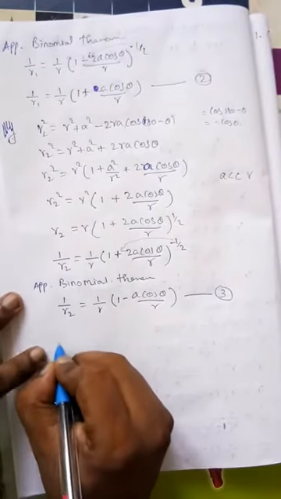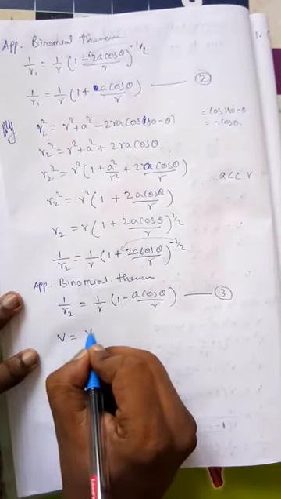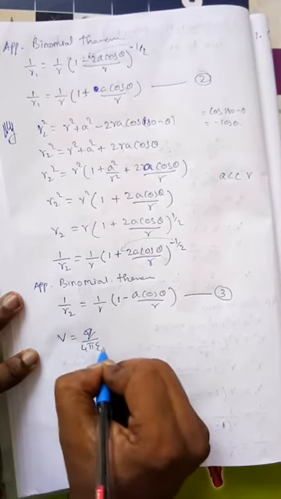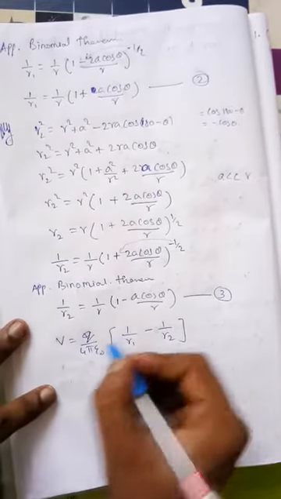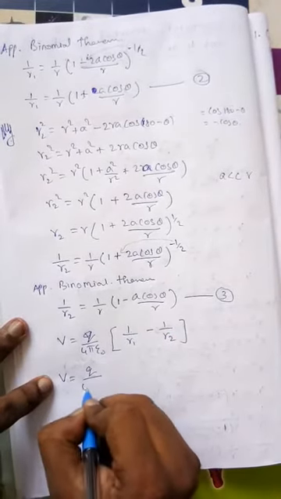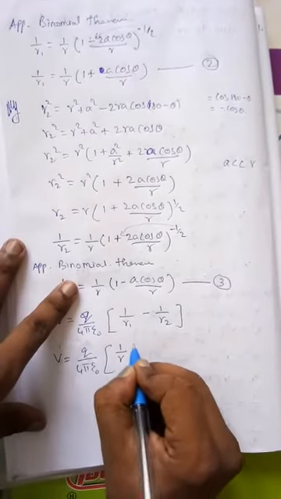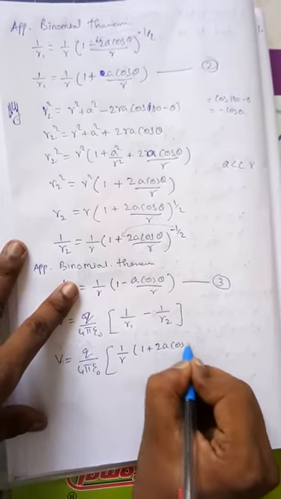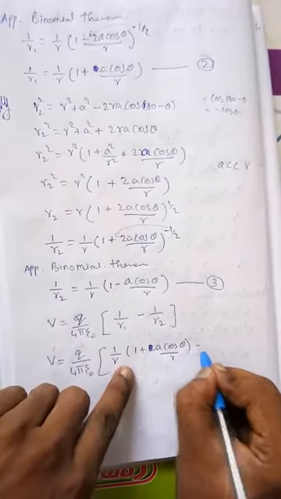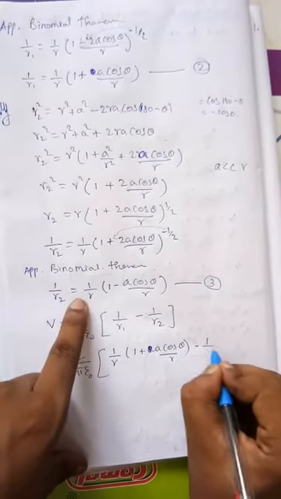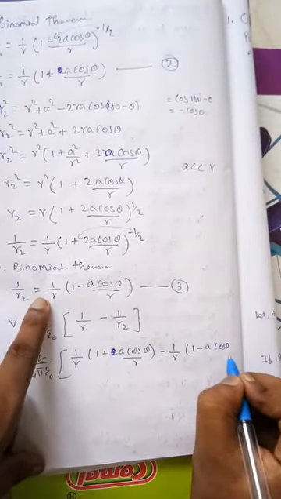Now you want to substitute the total potential. V is equal to Q by 4 pi epsilon naught (1 by R1 minus 1 by R2). Already you know that one. Substitute here. So V is equal to Q by 4 pi epsilon naught (1 by R1 value, 1 by R (1 plus a cos theta by R), minus 1 by R2 value, 1 by R (1 minus a cos theta by R)).